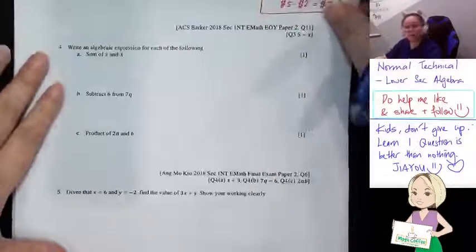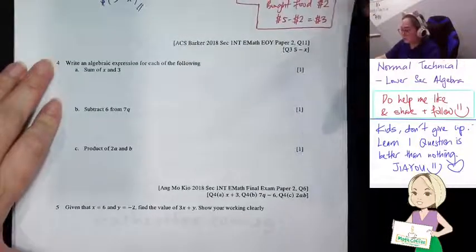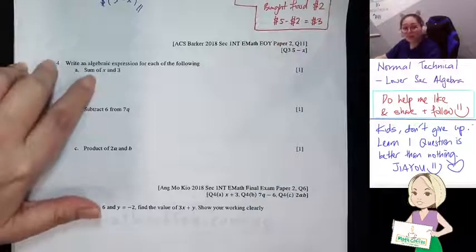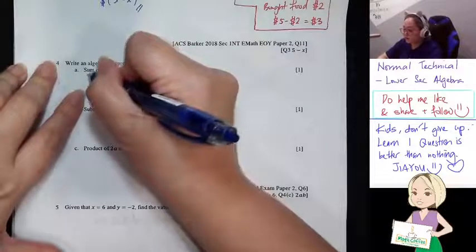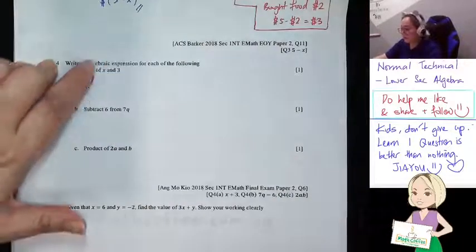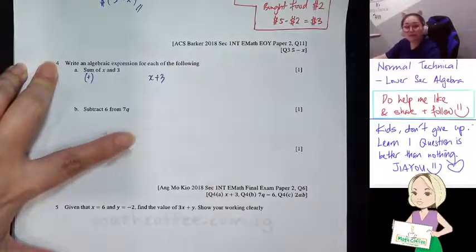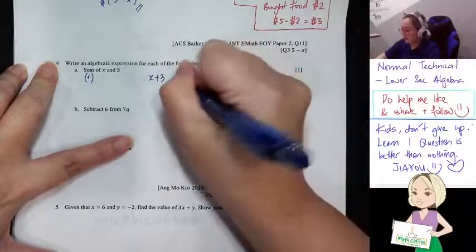Okay, let's move to question 4. Write an algebraic expression for each of the following. Sum has the same meaning as adding, so this is the same meaning as plus. So sum of x plus 3 means you just put x plus 3. Again, apple plus orange cannot simplify further, so this is the final answer.